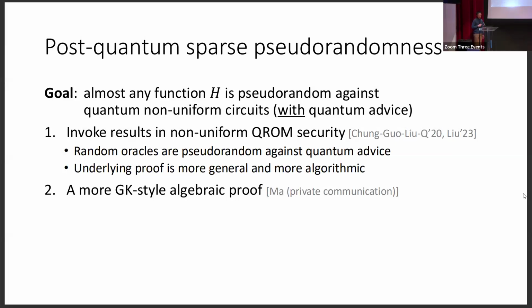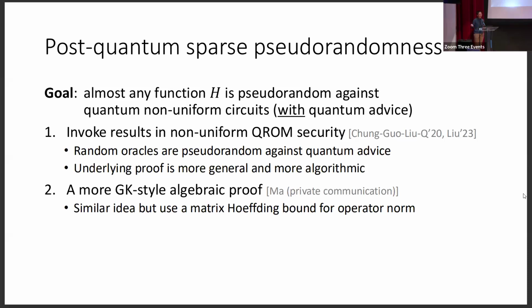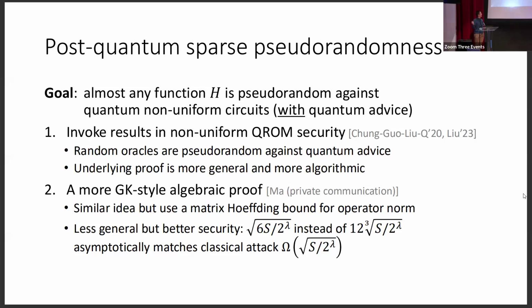Although I should also mention that after we completed these works, Fermi Ma told us that there is actually a way to adapt the Gore-Korchik proof. Essentially, instead of trying to do the naive probabilistic argument, you can apply a more sophisticated, but still pretty simple, matrix Chernoff or Hoeffding bound for the operator norm. If you do that, you'll get slightly better security, so you only incur the square root loss instead of the cube root loss that we prove in our papers.